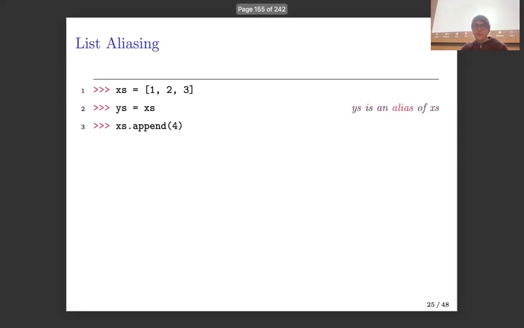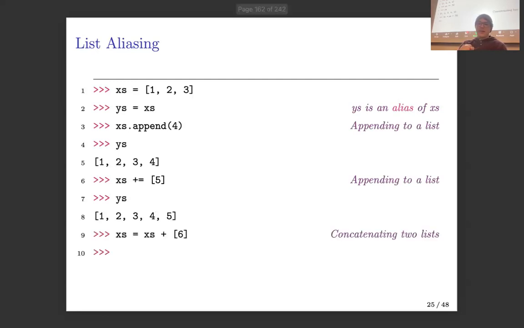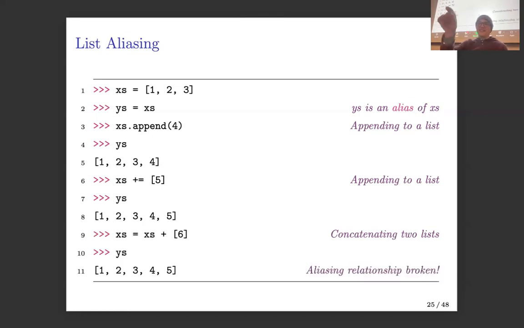If I make ys point to xs and I append to the end of xs, ys is also going to be appended to. If I say xs plus equal 5, which is a short form that's supposed to mean xs is equal to xs plus the list 5, ys will also change. But if I do xs is equal to xs plus 6, attempting to concatenate 6 to the end of the list, ys doesn't get that.